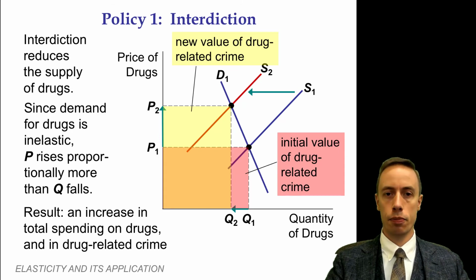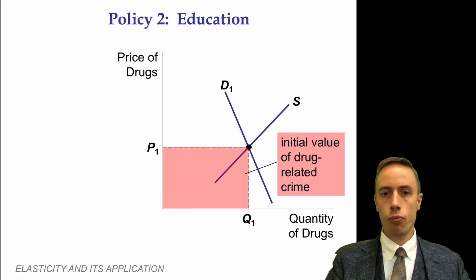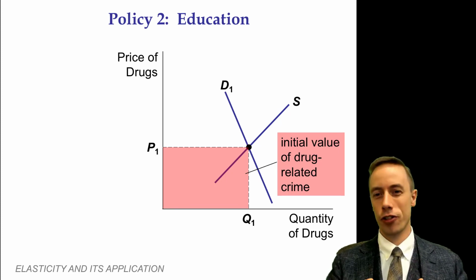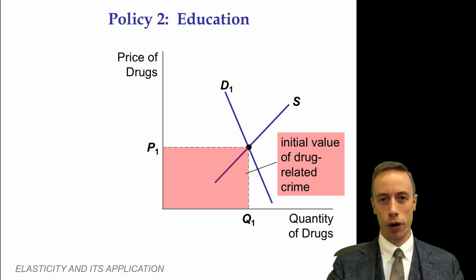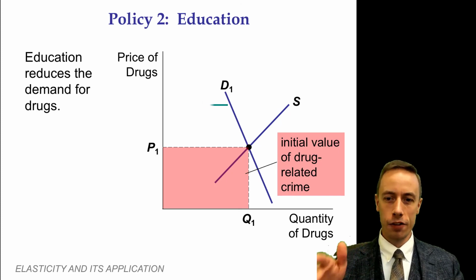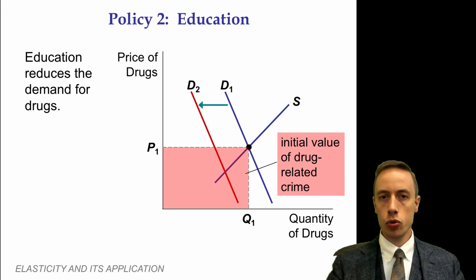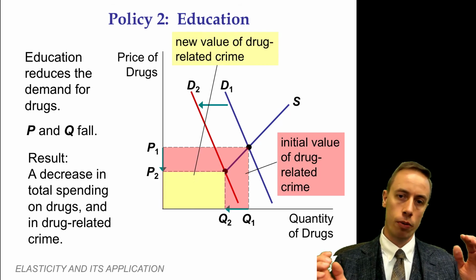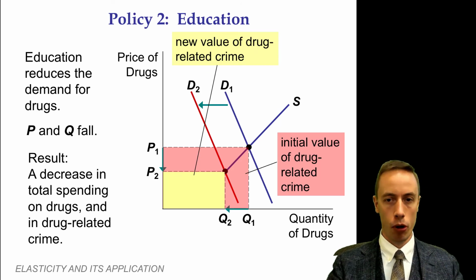So let's look at another approach. What if we could develop an education method that would reduce the demand for drugs? Yes, I know this is a little pie in the sky, but stick with me for the example that I want to show you about the math here. If we could reduce the demand for drugs, we are reducing both the price and the quantity. So looking at the revenue, it would now fall because we're making that rectangle smaller from both directions.